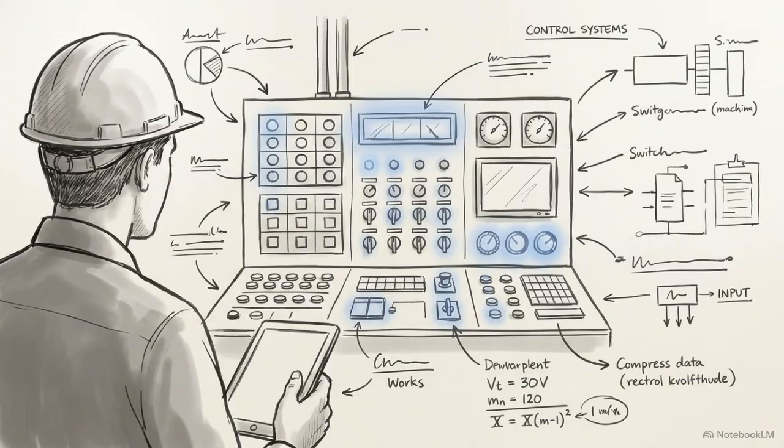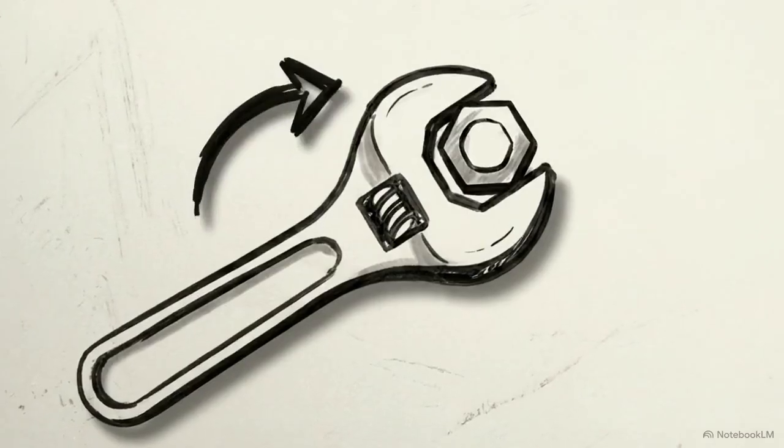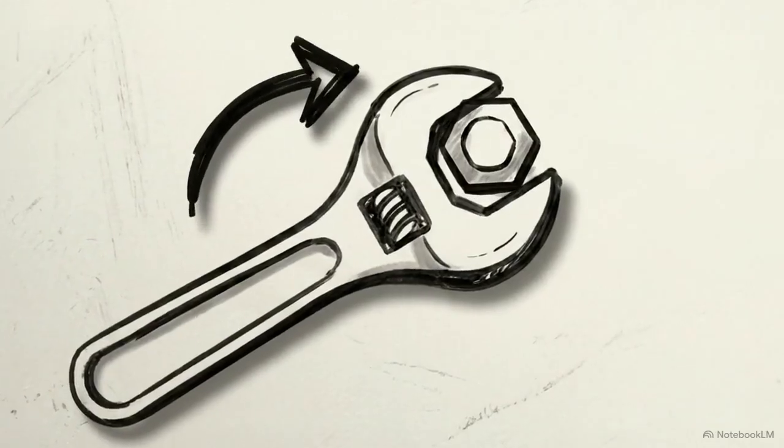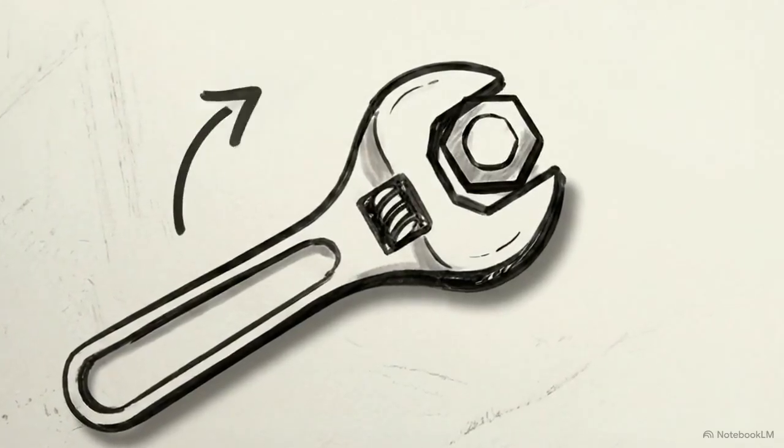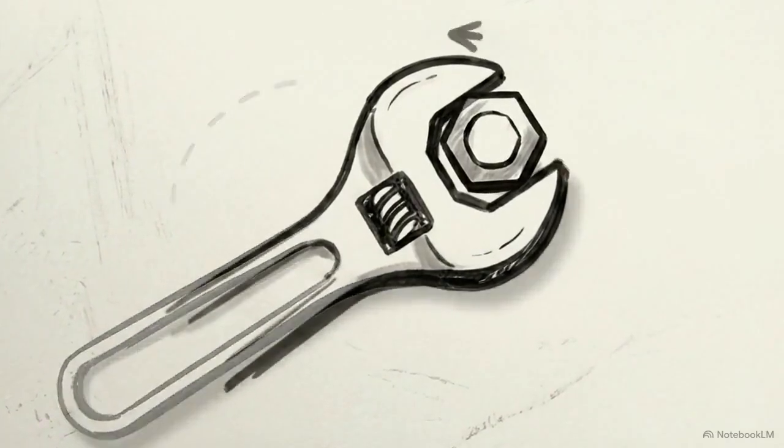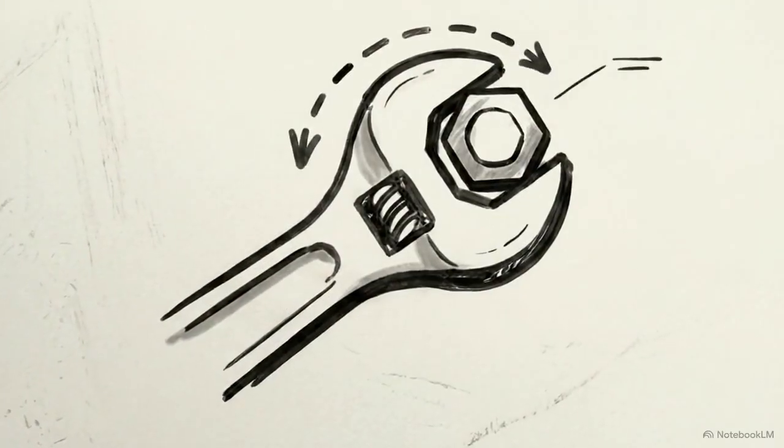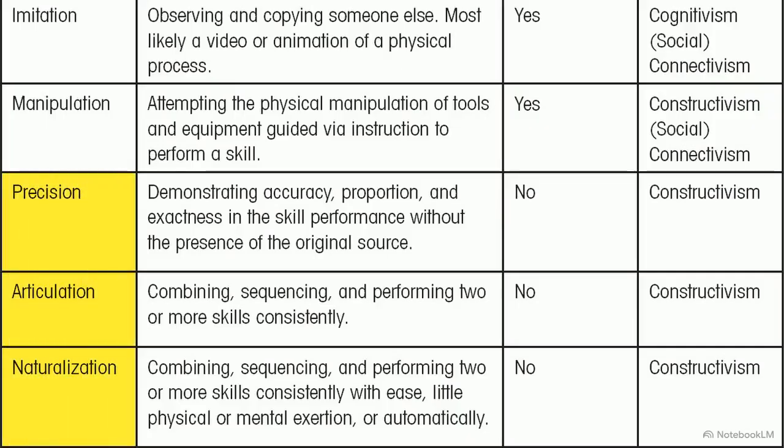Consider a field technician who needs to replace a malfunctioning machine part on site. A point-of-need performance support loop showing the exact physical motion perfectly fulfills the manipulation requirement, easily allowing the technician to mimic the complex action. The structural limit appears when we cross into precision, articulation, and naturalization.